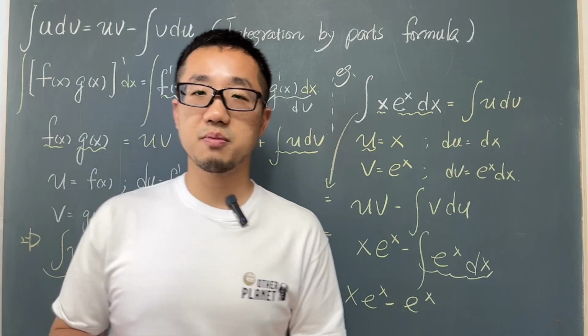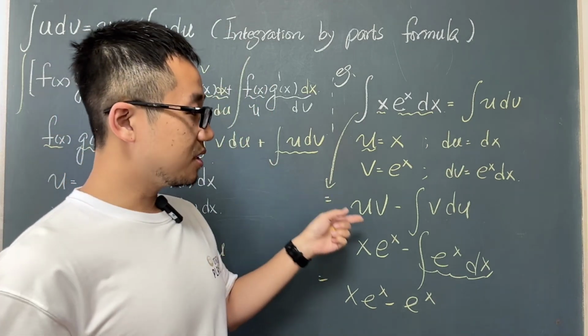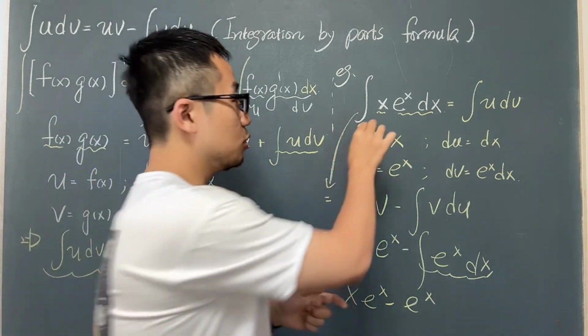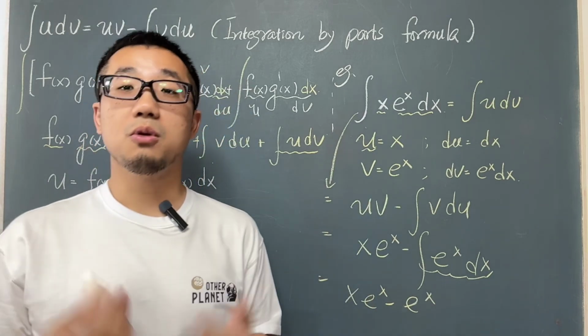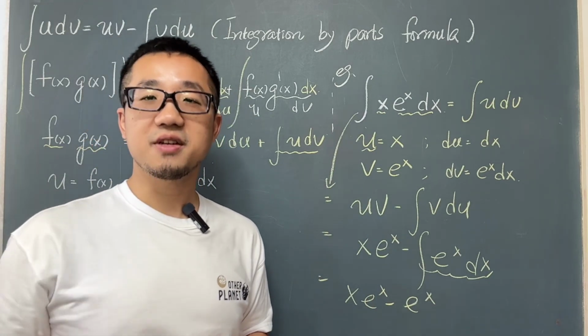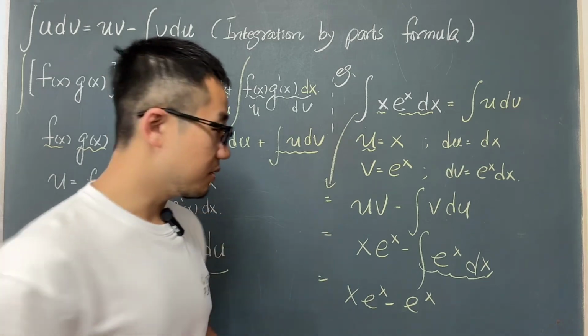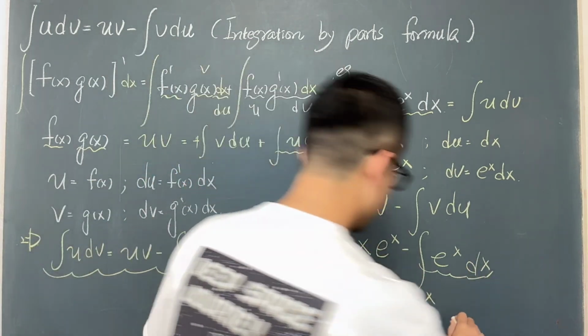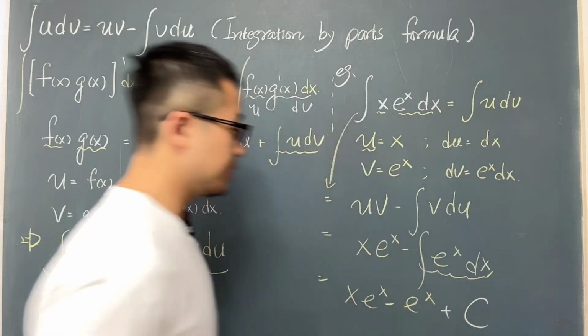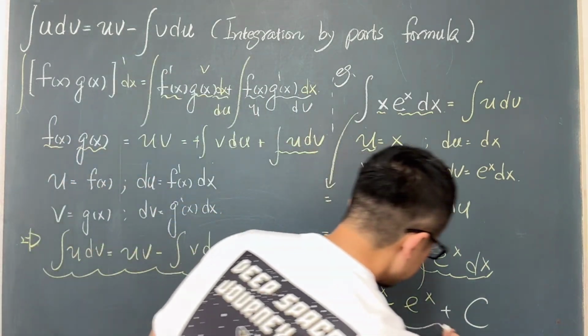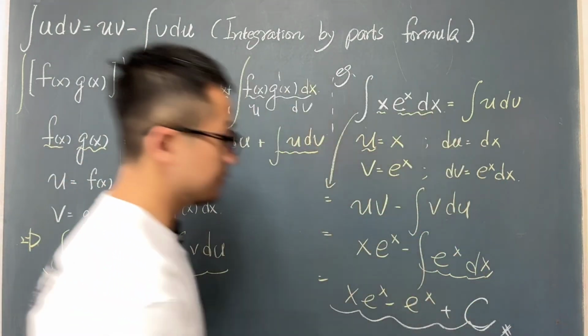And the most important part is that I'm now integrating this term with no limits. With no limits. So you should put one more thing. Exactly, the constant of integration, c. So this is the correct answer, finally.